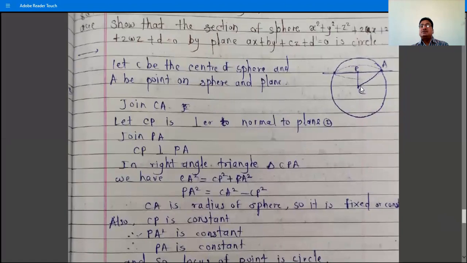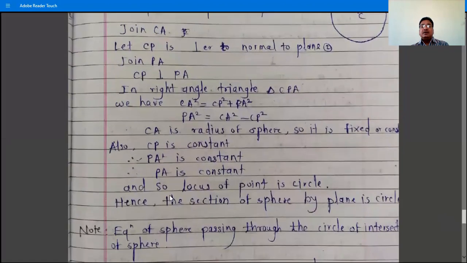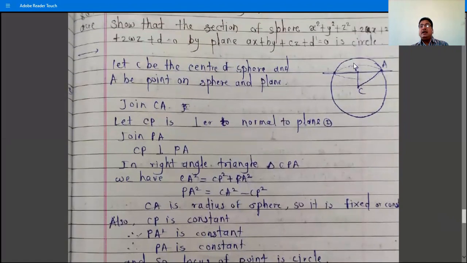This PA is constant, and therefore the locus of point A is a circle with center P, because if we rotate this point A, then we have a circle of radius PA with center P.